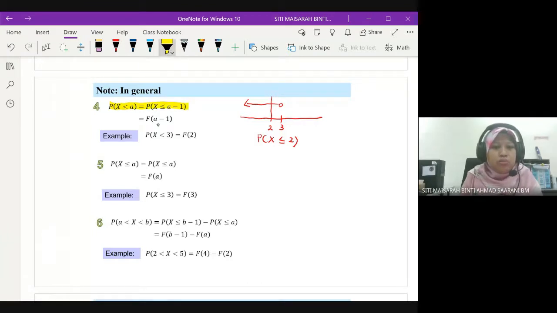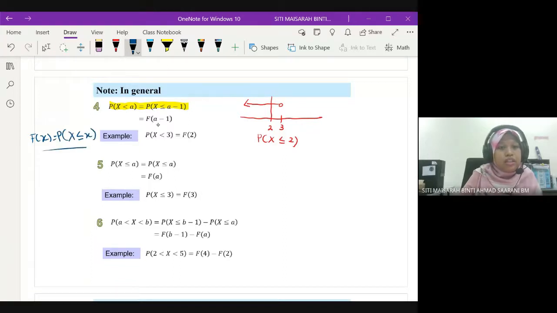Alright, seterusnya probability X less or equal to A. This is actually FA. So probability X less or equal to A is FA. Kalau ikut definition sentiasa mesti ingat Fx is equal to probability X less or equal to x. Ni definition untuk kumulatif. So jadi probability X less or equal to 3 is F3 ya.